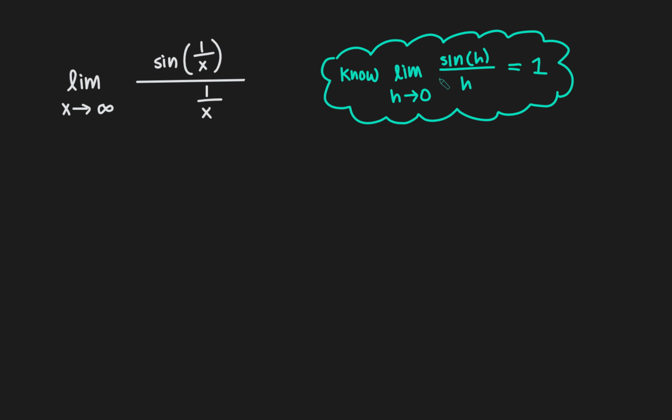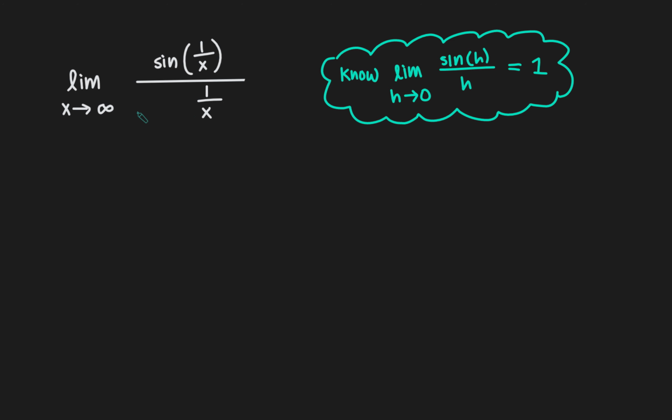It's assumed that this limit has already been proven in your calculus class, but it's a pretty common limit. And it's the limit as h approaches 0 of sine of h over h equals 1. Now, h could be any variable here. I could have written it with x as well, but just to avoid confusion, I'm keeping the variable in the limit we're trying to find and the variable in our known limit different.